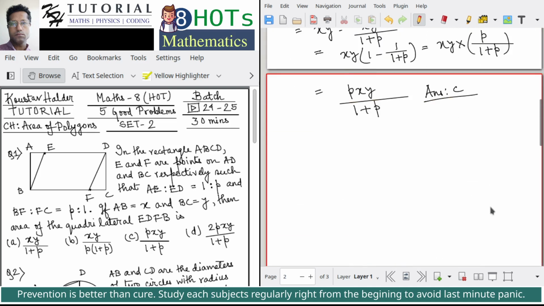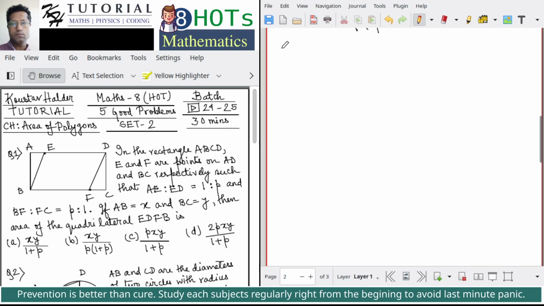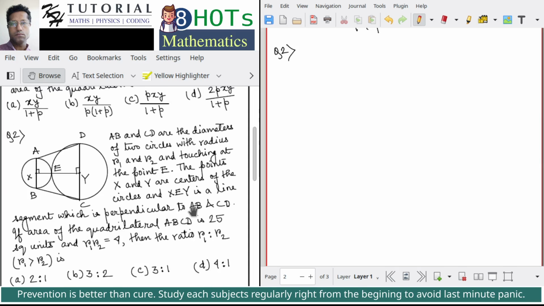Okay, let's do problem number 2. Problem number 2, there is a figure. Okay, so there are two circles. AB and CD are the diameters of two circles with radius R1 and R2 and touching at the point E.